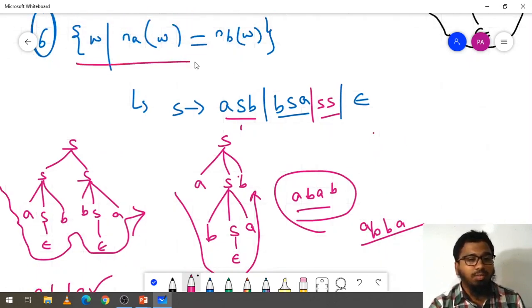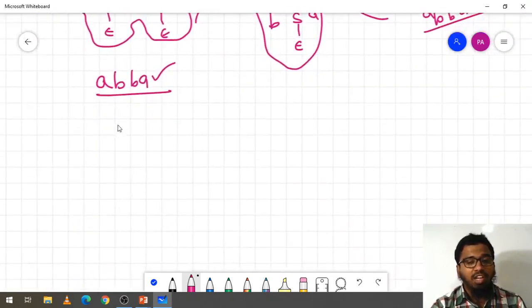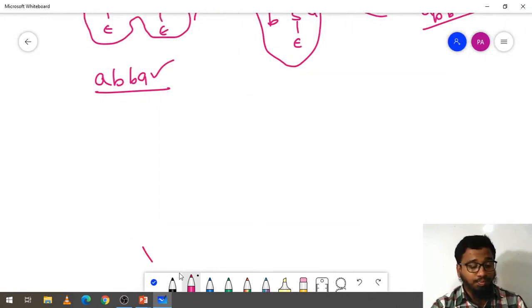this equation. Okay, if you want equal number of A's and B's, you can get ABBA and you can get ABAB. And if you want A power n, B power n, where n is greater than or equal to 0, for that also we will get equal number of A's and B's. Okay, so this is the sixth one. Now we will see the next, the seventh one.